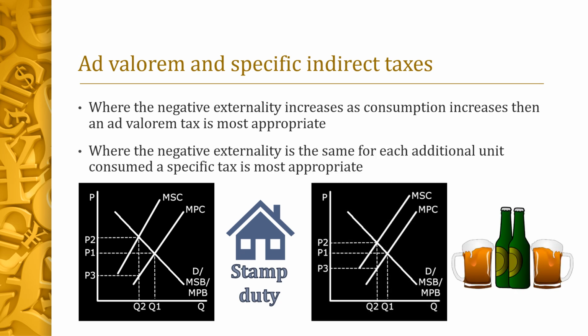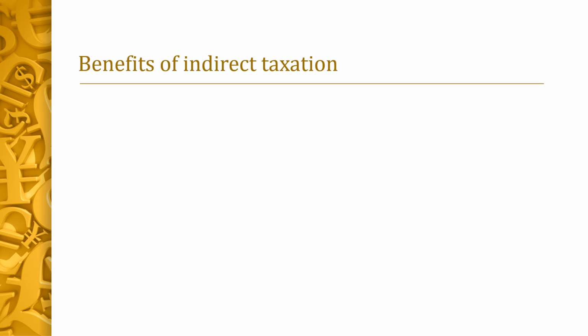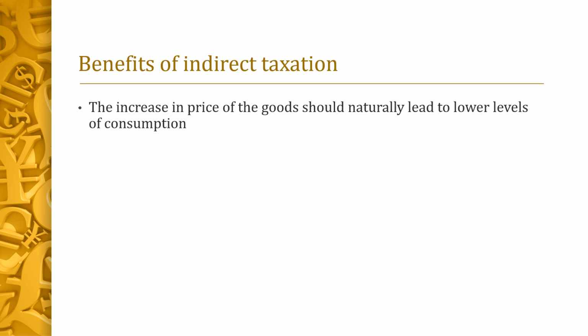Where the negative externality is the same for each additional unit consumed, a specific tax is most appropriate. Alcohol is charged a specific tax where we pay a certain number of pounds for each litre of pure alcohol in the product. In fact, alcohol and cigarettes actually both have both specific and ad valorem taxes because they're both also subject to VAT.